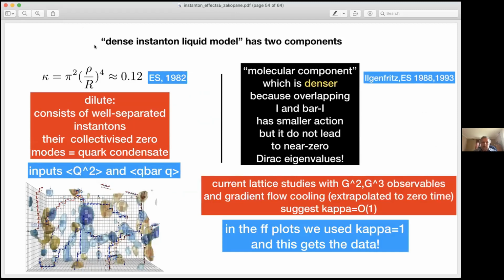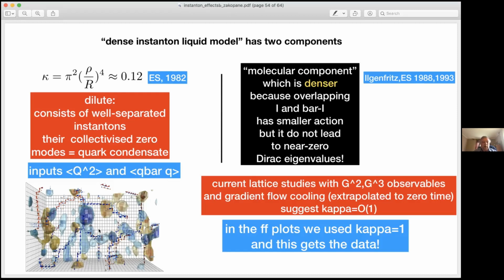So now I need to tell you about this dense instanton liquid model. The view on the instanton liquid model has changed. The original instanton liquid model had rho one third of a Fermi and R, which is the distance between them, one Fermi. So that was one third to the four. This is coming from the angular integral in four dimensions. So this kappa for my original instanton liquid model was this. It was small, and if you take the lattice result with what is called deep cooling, you see this, which is consistent with this diluteness, and they are separate instantons.